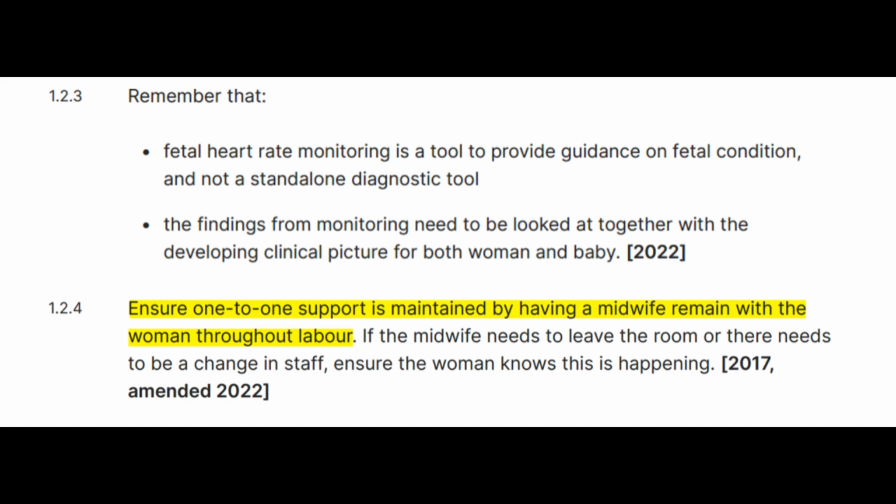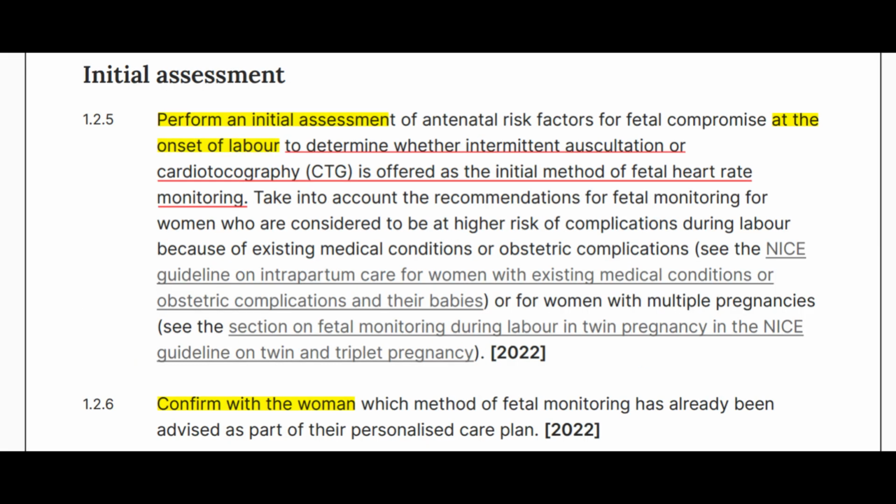Remember that fetal heart rate monitoring is a tool to provide guidance on fetal condition and not a standalone diagnostic tool. The findings from monitoring need to be looked at together with the developing clinical picture for both woman and baby. Ensure one-to-one support is maintained by having a midwife remain with the woman throughout labor. If the midwife needs to leave the room or there needs to be a change in staff, ensure the woman knows this is happening.